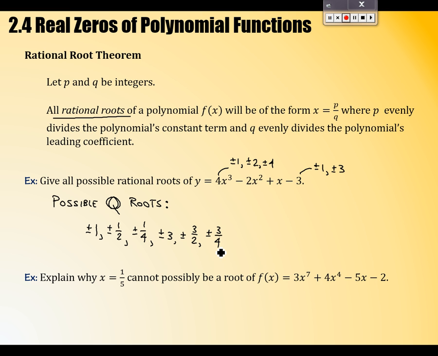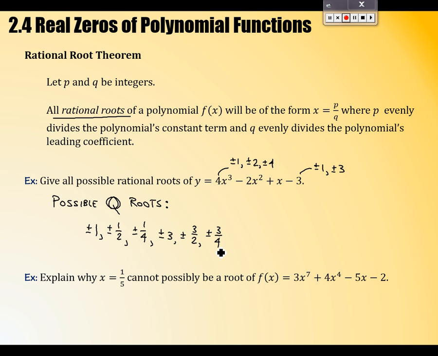Someone comes up to you and says, I think that 1/5 is a root of this. You might say, what, Eric? 5 can't be a factor of 3, which is the leading coefficient. Yeah, you might say 1 divides -2, good job, but 5 doesn't divide 3, right? That would be a good way to say it.